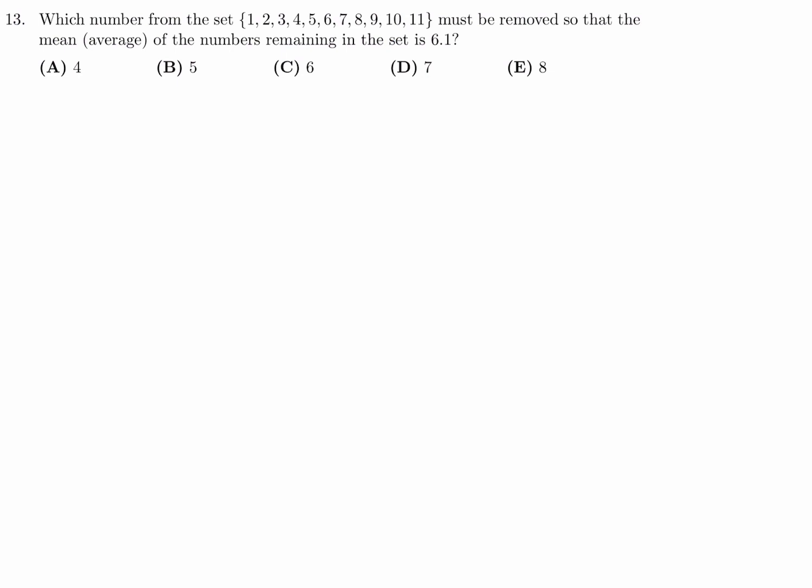Which number from this set must be removed so that the average of the remaining numbers is 6.1? Okay, well, first let's just figure out what the average is. So 1 plus 2 all the way up until 11, right? It's consecutive numbers, I believe. It's all in a row there. So all those numbers, and then there's 11 of them, that's going to give you the average. So that numerator is going to be what? 11 times 12 divided by 2, 66. Divided by 11, so it's 6. So currently the average is 6.